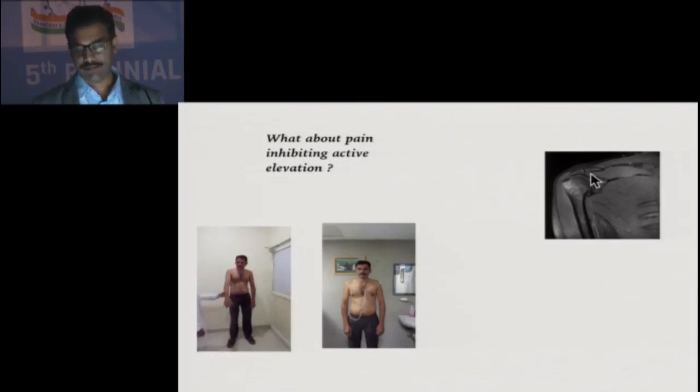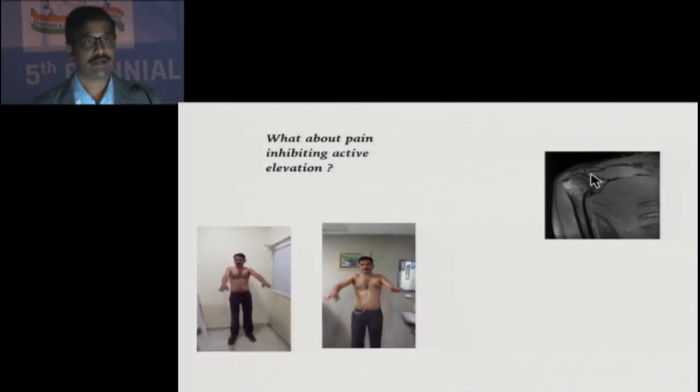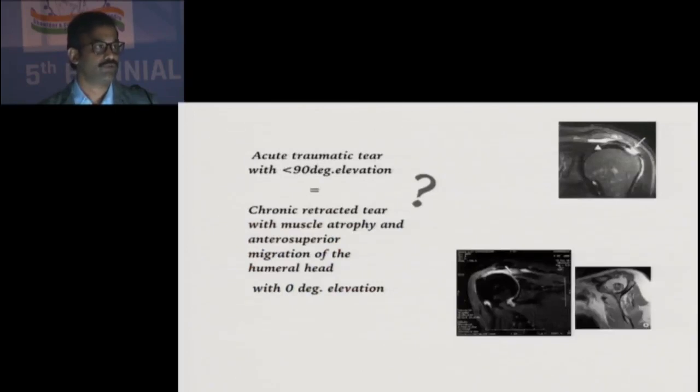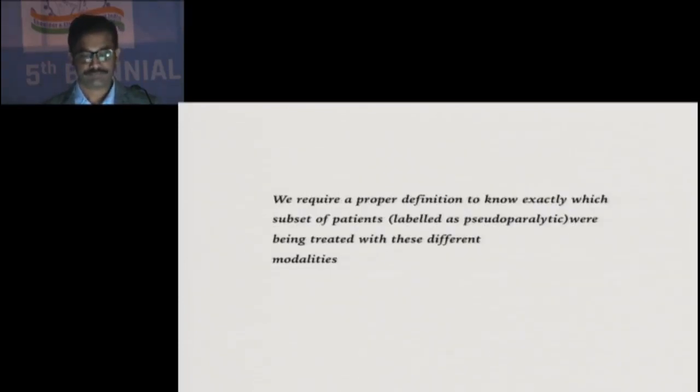So pain is an important factor in seeing who is really pseudoparalytic and who is paralytic because of pain. Giving a subacromial injection to somebody with pseudoparalysis will give an idea whether the pain is what is causing inability to do overhead activity, or the muscle weakness is causing inability to do overhead activity. Similarly, some acute traumatic tear with pain causing less than 90 degree elevation cannot be equated to a rotator cuff tear with massive retraction and muscle atrophy. We cannot equate the two; they're not the same. So we require a proper definition of pseudoparalysis to know exactly what subset of patients we're treating with a particular treatment, and with this particular treatment, what success rate we're having.